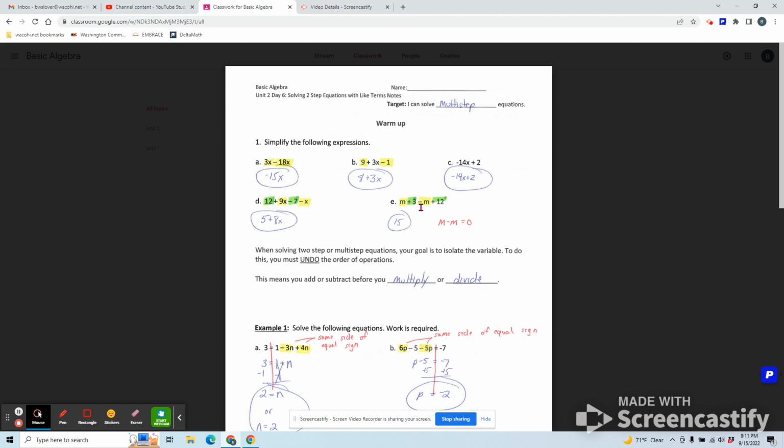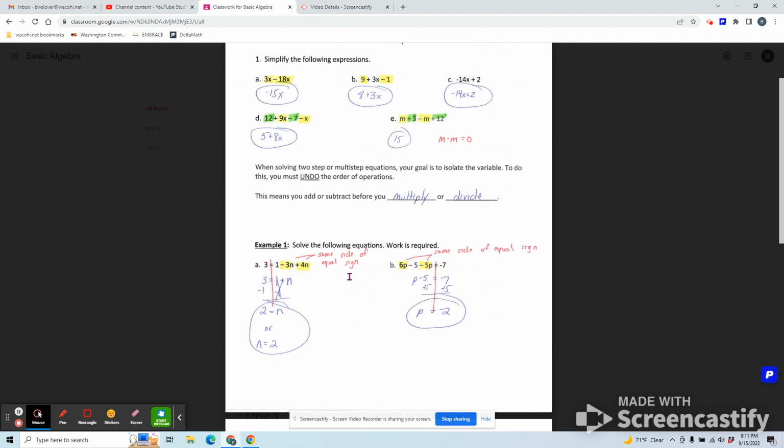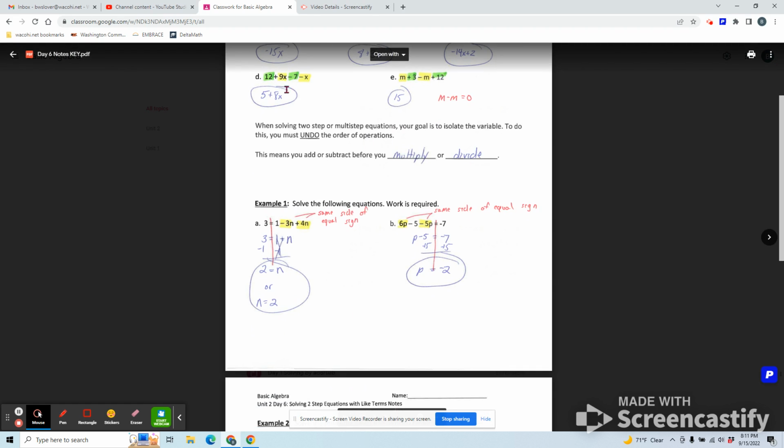So m minus m, what I wrote down here, 1m minus 1m is 0. There's no more m's. Those m's cancel out. All I'm left with is the 3 and the 12, which happen to be like terms, which is why I highlighted them. They're both constants. So 3 plus 12 is going to give you 15, and that's your answer. There's nothing else to do. Those m's are gone. Okay, so keep this in mind of collecting like terms as we work through these problems.